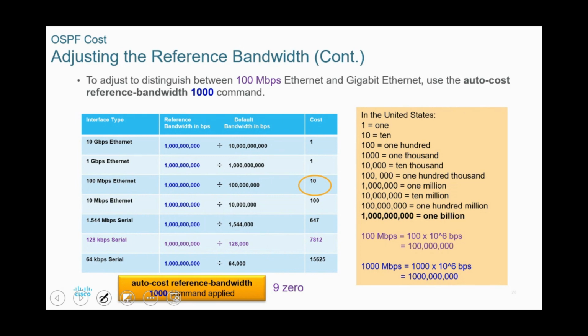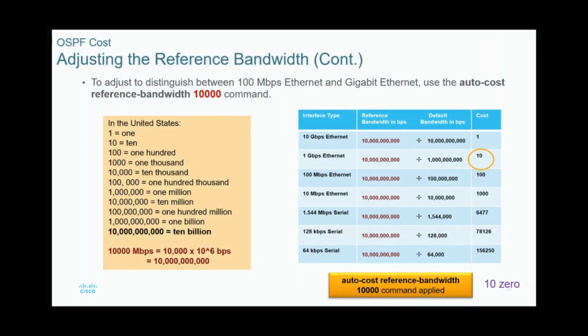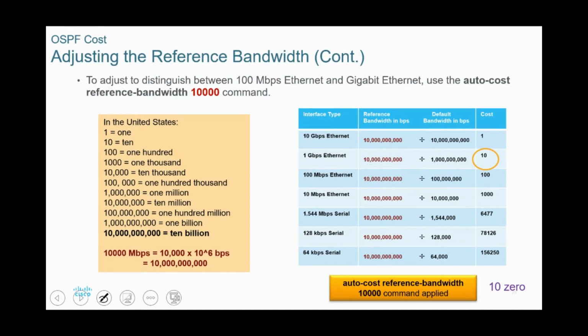Okay, so this is how you're going to adjust your reference bandwidth, by typing the auto-cost reference-bandwidth command to adjust it manually. So assuming that I'm putting the 1000 command, after you have changed it, the cost will be 10. Okay, same goes for when you are using the 1 GB Ethernet.